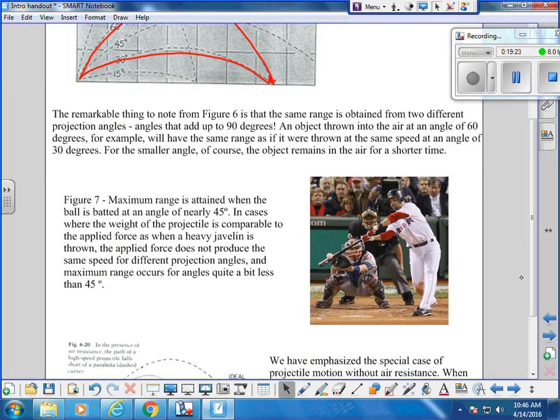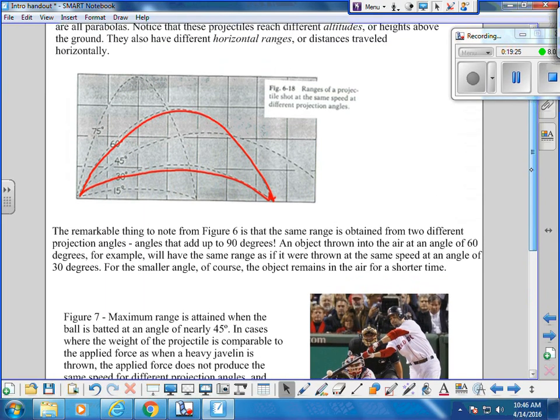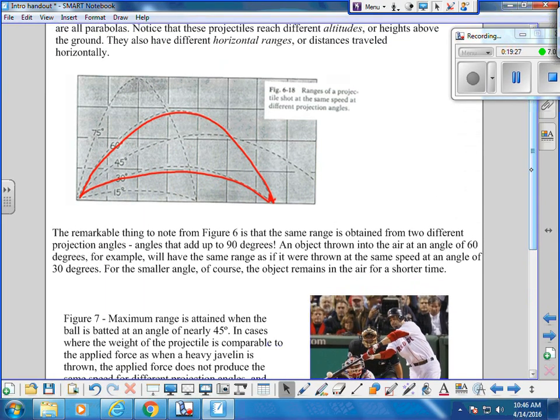So the question is, what's the maximum range then? What angle do you have to throw something to get it to go the furthest? 45. Exactly. 45 is the magic angle. Generally, there are certain rules depending on how heavy things are and stuff, right? Because of air resistance and stuff like that.